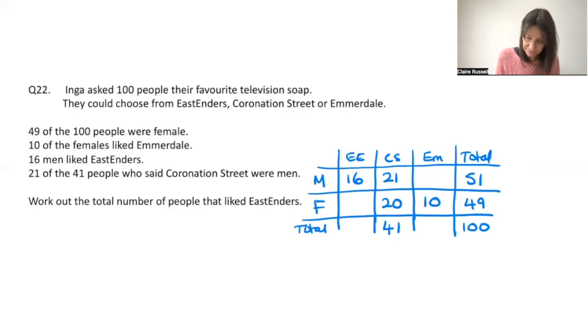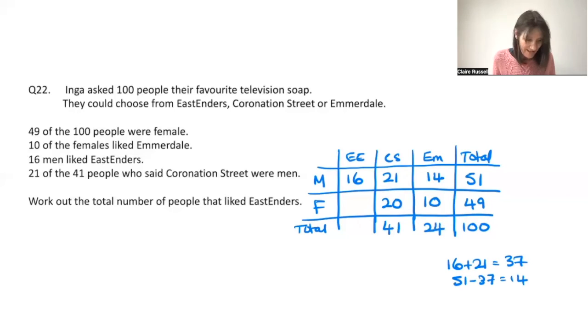So I'm going to do this one next. So that is going to be 16 plus 21, which is 37, and 51 take away 37 is 14. So 14 is going in there, which means 24 has to be going in there. I'm going to work out this middle one here now because these numbers are very nice. That's 30. So to get to 49, that has to be 19. And then I can just add that down to find the missing one, which is going to be 35.